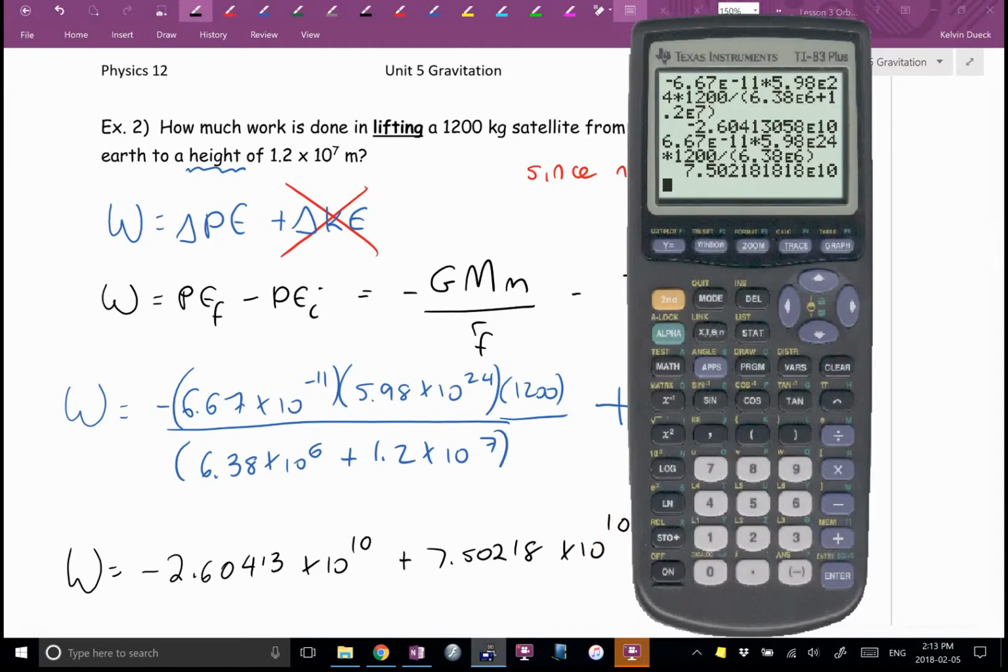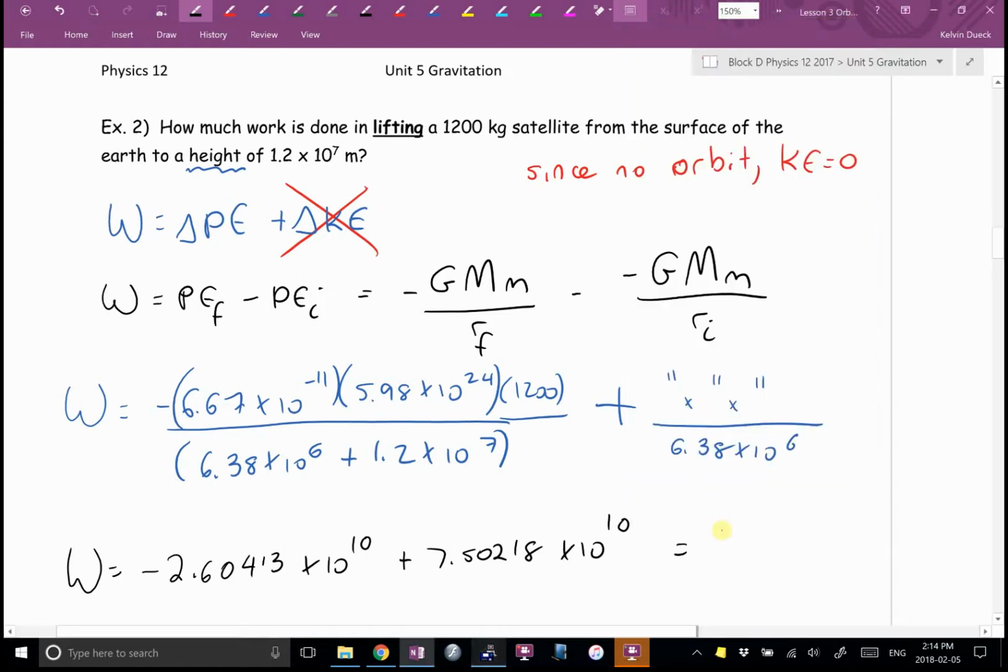I still have this number stored, and now I can go plus negative. By the way, instead of going plus negative, what could I type instead? Just plain old takeaway. 2.60413 times 10 to the 10th. How much energy is it going to take to get this rocket up there? 4.898. Okay, now I'm going to go to 3 sig figs. This 9 is the third sig fig. Is it going to stay a 9 or get bumped up? So 4.90 times 10 to the 10th.